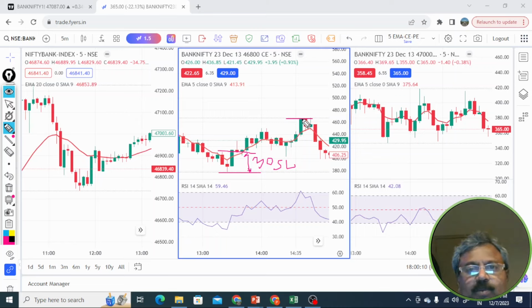If you look at this, the point here is 50 points. 410 was my entry price. See about this, 410, and the target is achieved here.